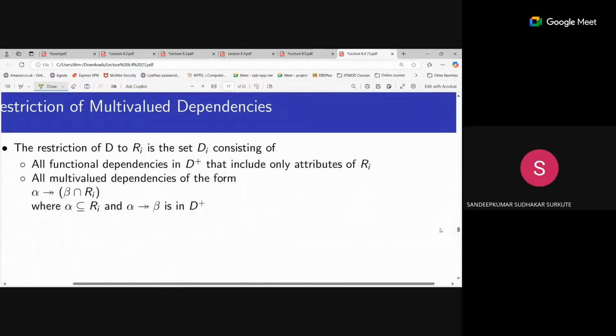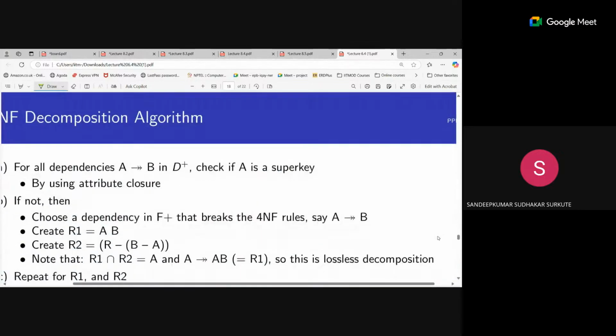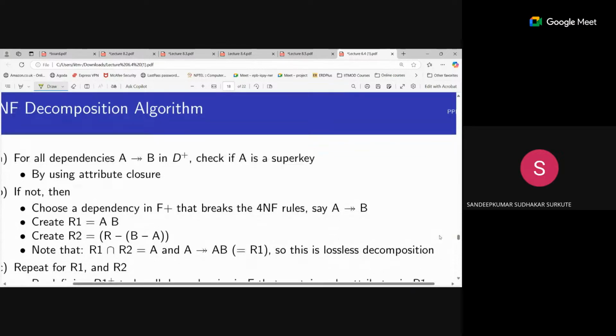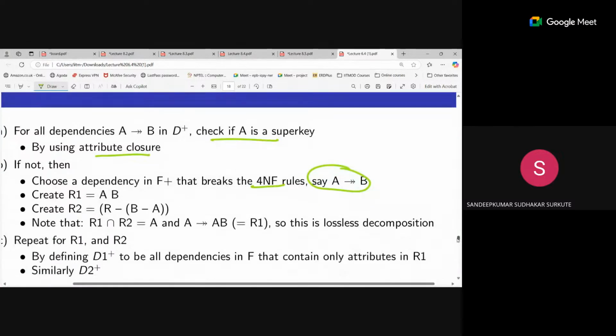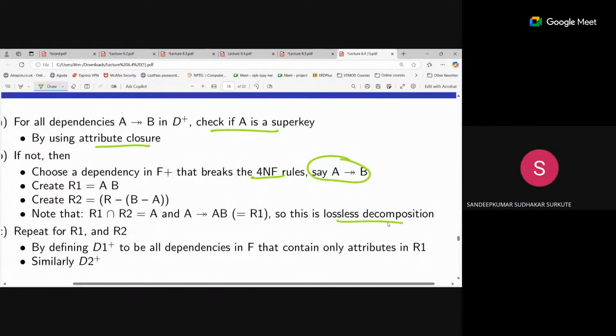Have we discussed one example here? There was one example. I don't know how to check if alpha is a super key. Take A and check if A is a super key by using attribute closure, right? If not, then choose a dependency in F plus that breaks the rule, which states A multi-determines B. So this is what we are doing here. If you calculate, that is fine.